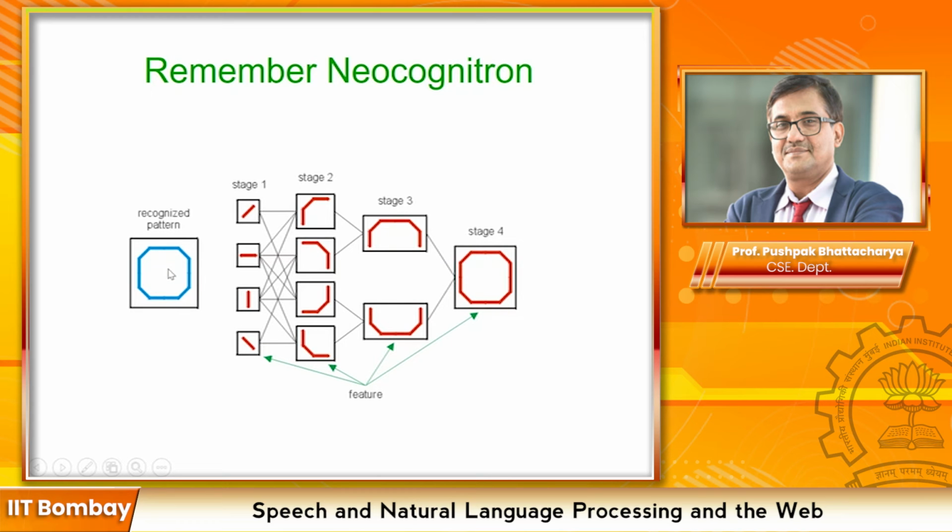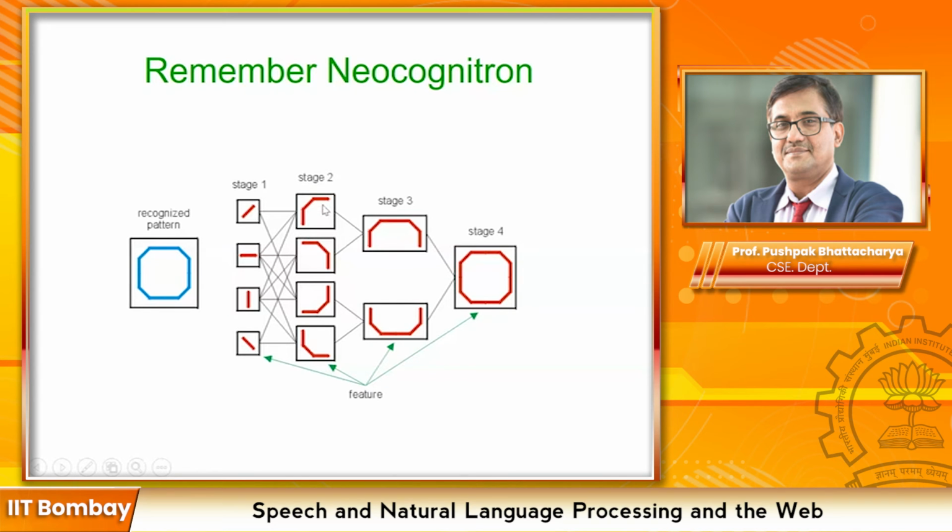So neocognitron proposed that pattern recognition happens in stages. So the first layer of neurons will first recognize the primitives. The primitives are forward incline, horizontal line, vertical line, reverse line. The next layer of neurons will recognize combinations.